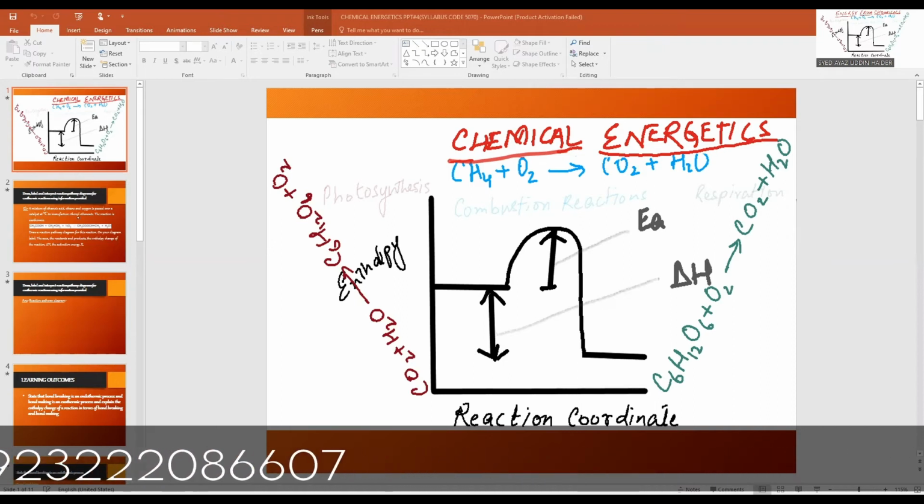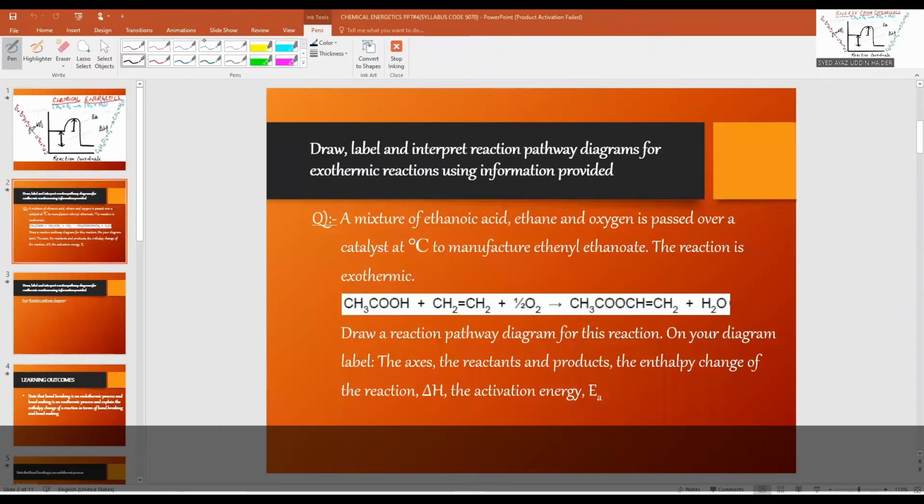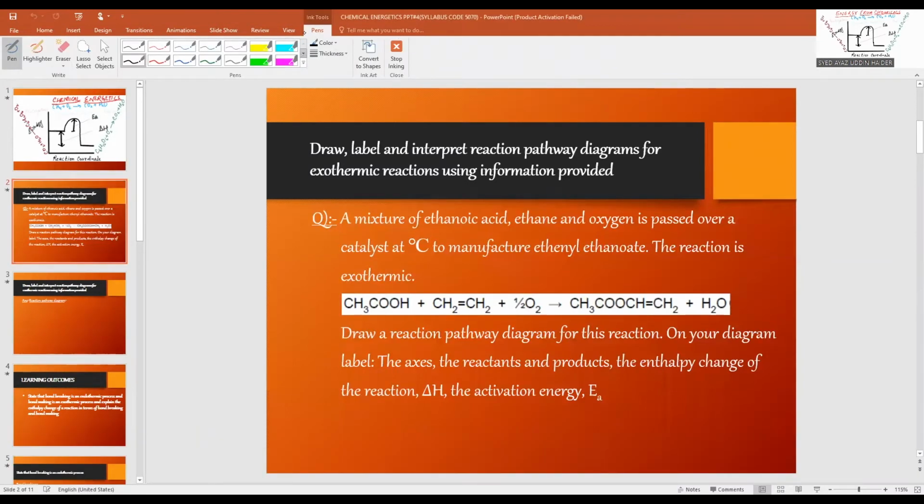In the last lesson, I gave you this question and asked you to draw the reaction pathway. This was the question. A mixture of ethanoic acid, ethene, and oxygen is passed over a catalyst at a given temperature in centigrade to manufacture ethyl ethanoate. The reaction is exothermic. This information is important. In the reaction, they are asking us to draw a reaction pathway diagram.